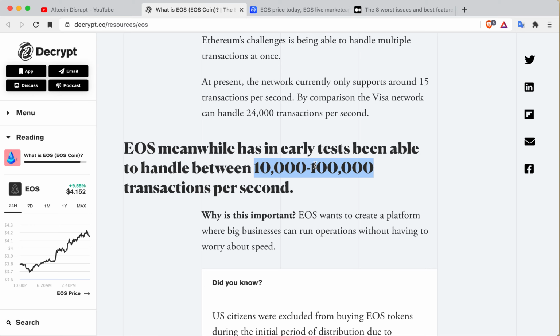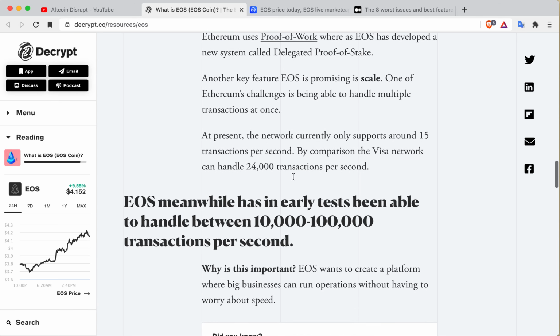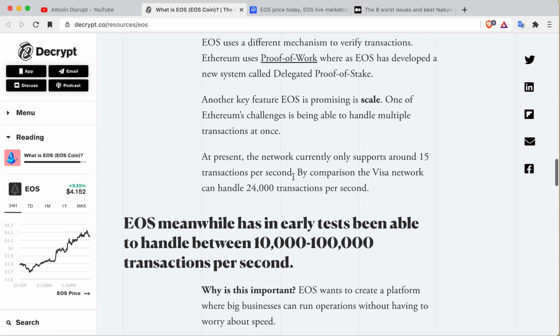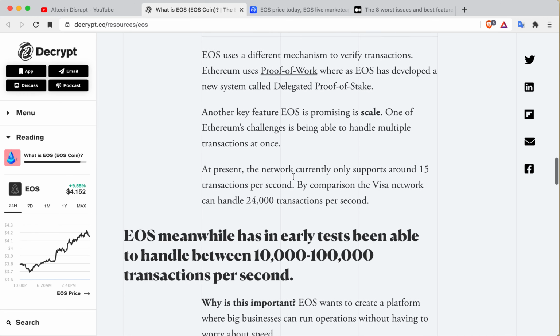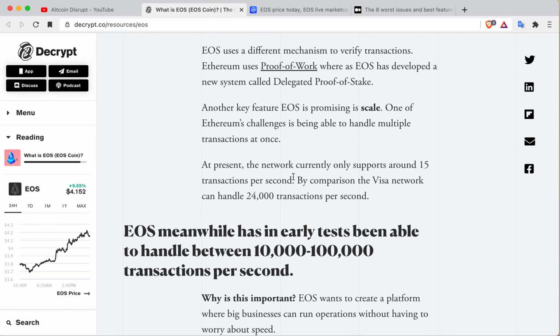We're not sure if that's the actual power that's being outputted on the network right now, but this was a test based on early testing of the network, and that's what they're trying to do. You see, they're trying to solve this problem. They're trying to allow people to transit their money a lot faster, but they're also trying to build a platform where people can build decentralized applications.